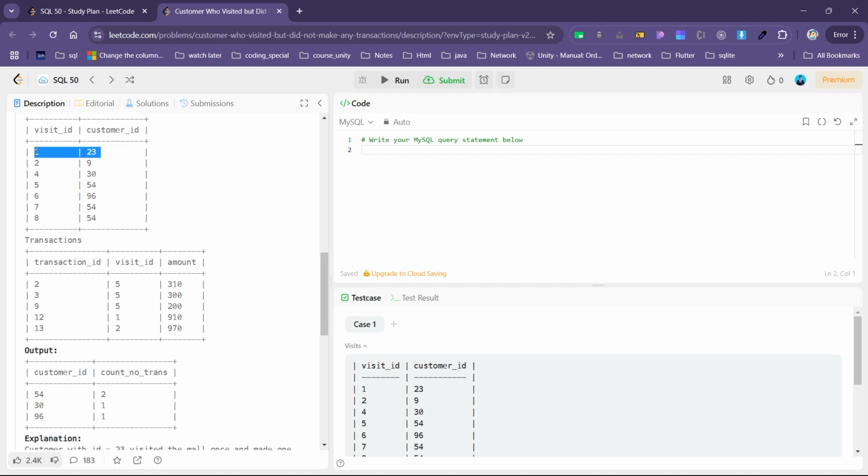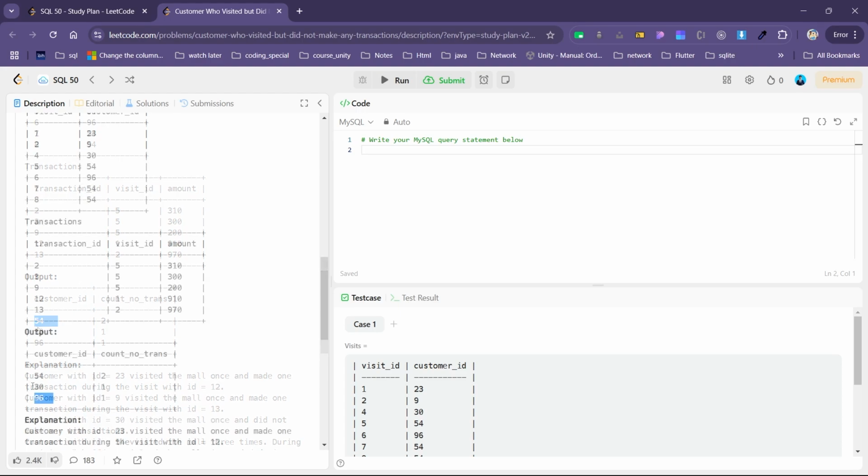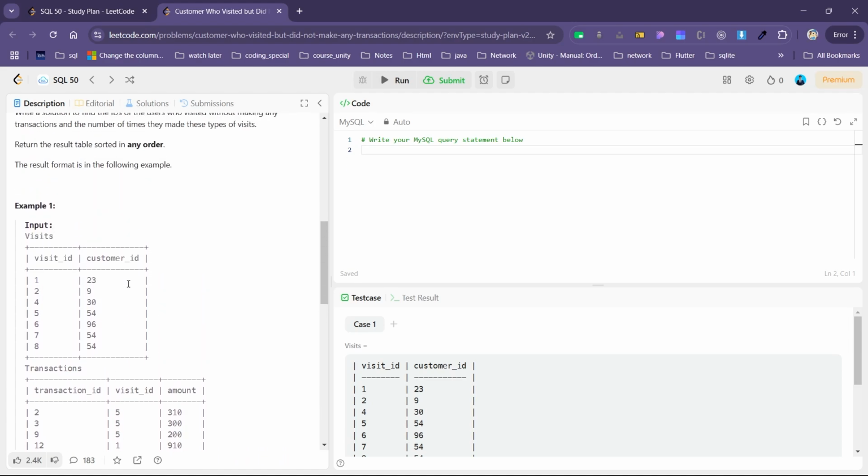Then there is 23 with the visit ID of 1. So customer 23 visited one time and made a transaction, so the resulting table won't contain this entry. We have three entries for customer 54, who visited 3 times but didn't make any transaction 2 times. Customer with the ID of 30 visited once and didn't make any transactions. Same for 96. So we will write three solutions for this problem.